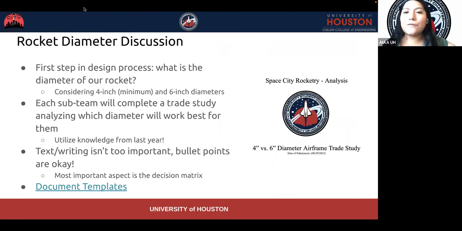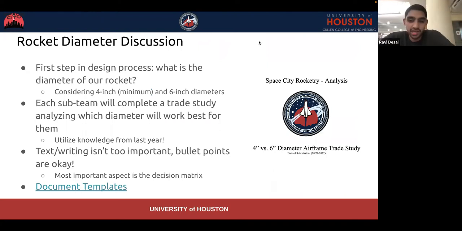All right, I'll hand this one over to Robbie. Hello, everyone. So the first step in our design process for Shasta is going to be choosing the diameter. Just like last year, we're going to be considering the 4-inch or a minimum diameter rocket and also a 6-inch diameter. The main difference from last year will be that we're not considering a transitional section, where we considered if Zenith was going to have maybe a 4-inch body and then a 6-inch section for the payload. We're just going to be considering a uniform 4-inch versus 6-inch rocket.